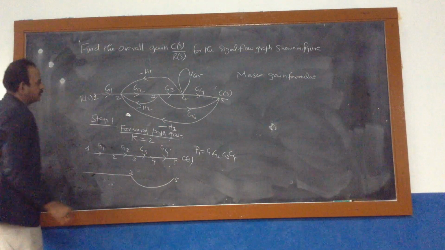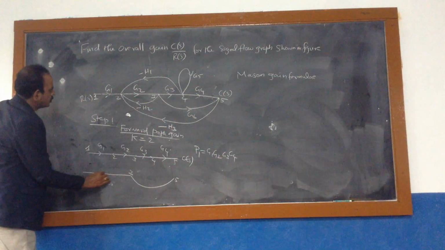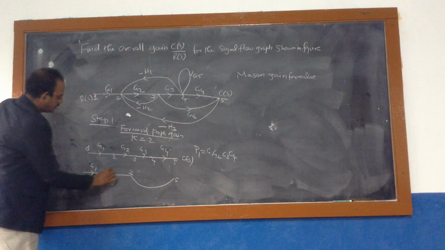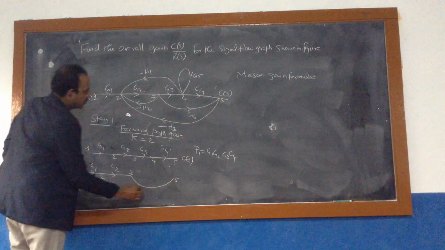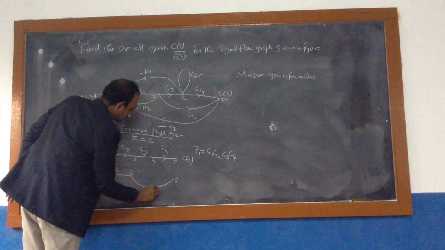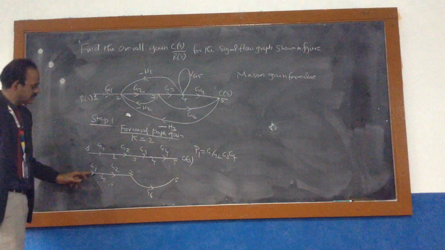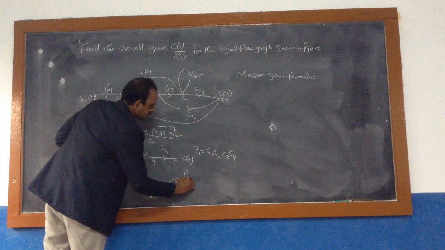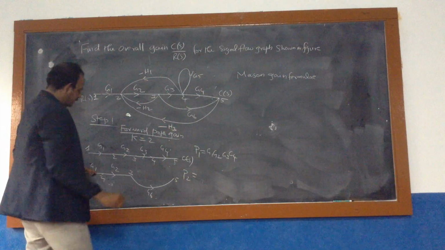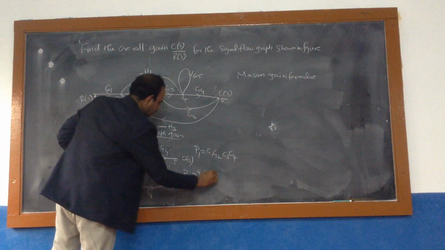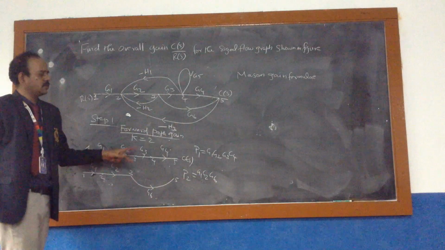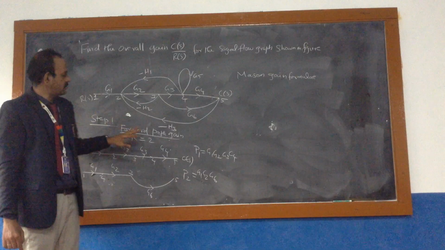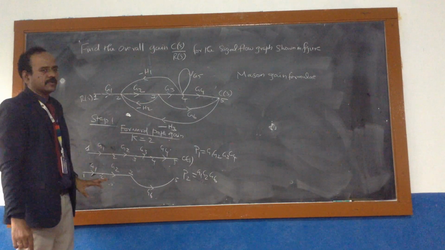From node 1 to 2 the gain is G1, 2 to 3 the gain is G2, and 3 to 5 downwards is G6. Multiply G1, G2, G6 to get the other forward path, and call it P2. So P2 is nothing but G1, G2, and G6. We got 2 forward paths for the given signal flow graph. This is the first step: we have found the forward paths.